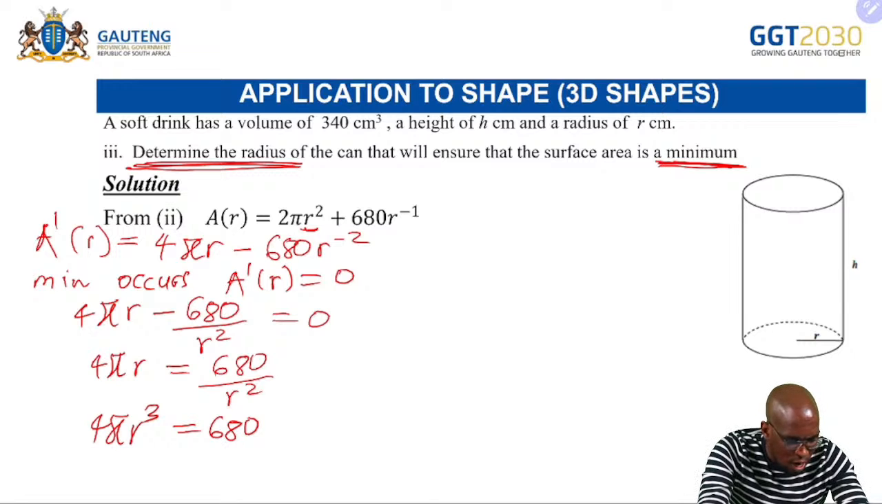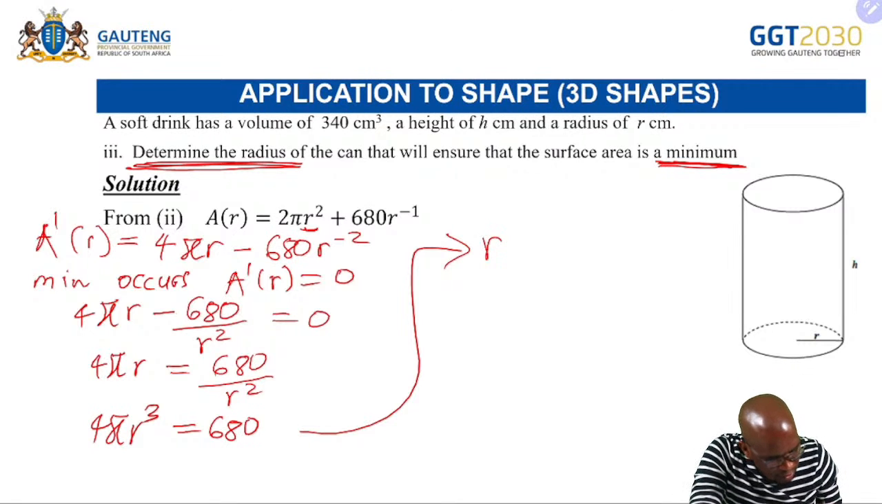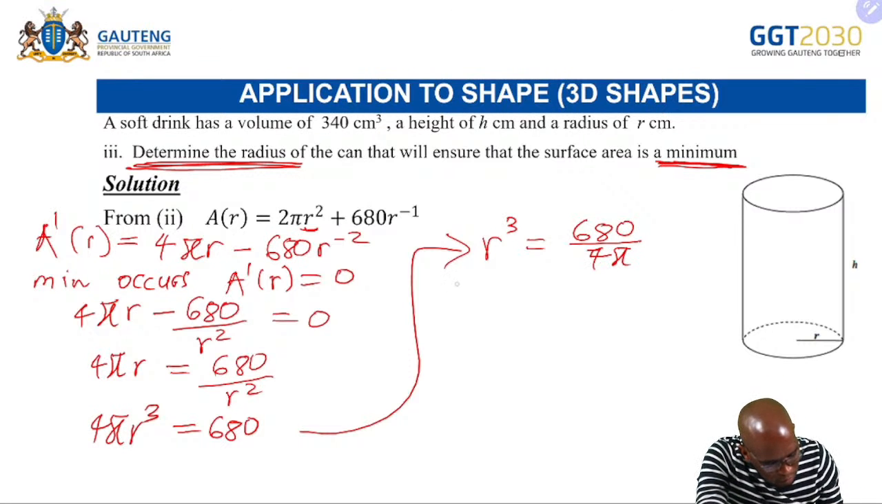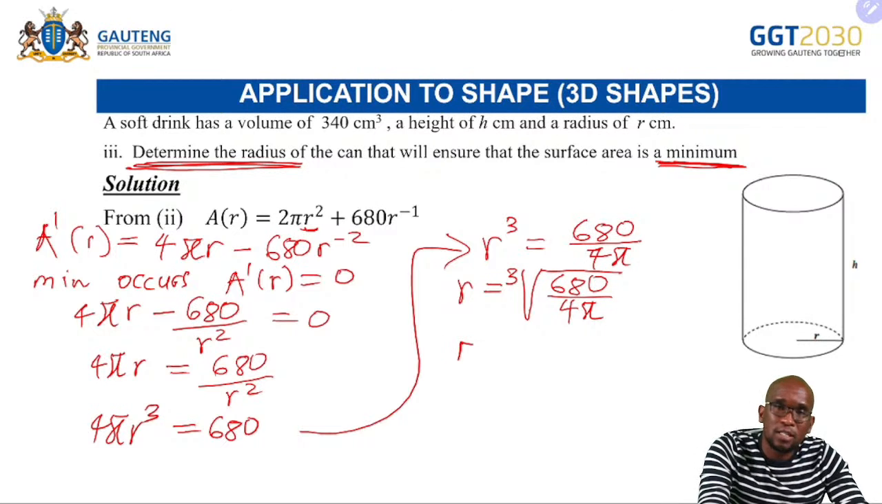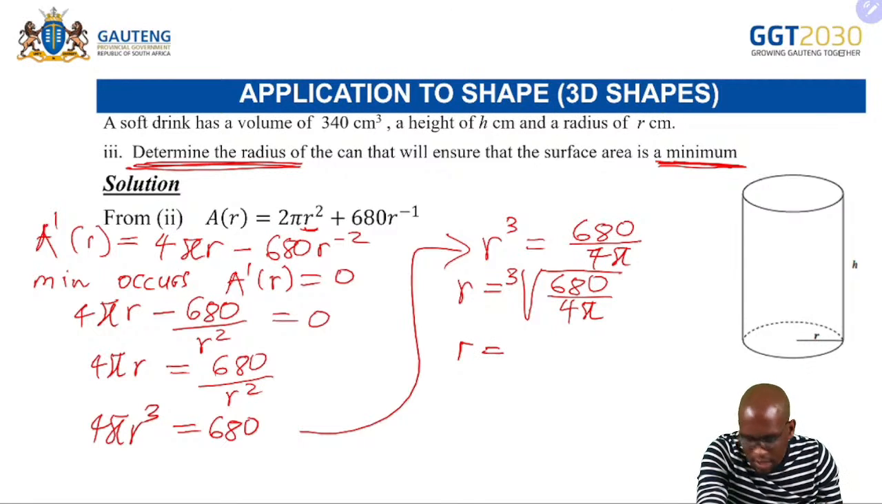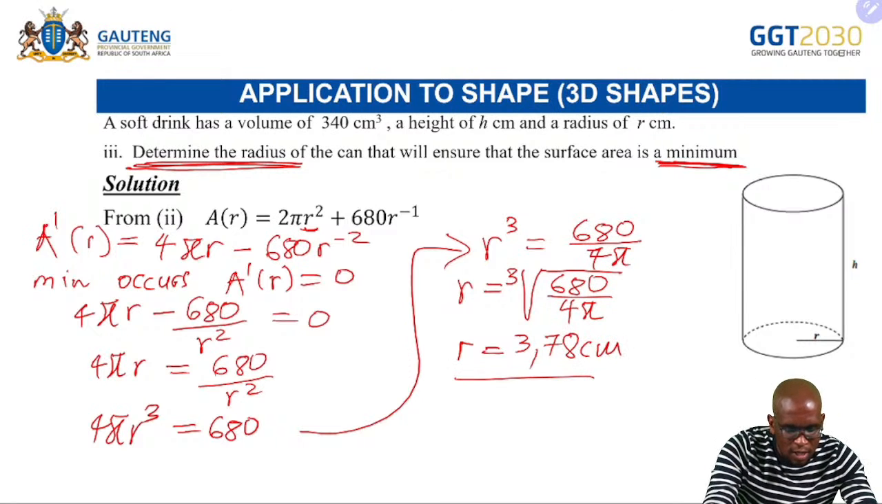We need to solve for r. Continue with it here. We need to solve for r, so we'll have that r cubed would be given by 680 divided by 4 pi, which means that r should take the cube root of 680 divided by 4 pi. That's what we have there. If you put this into your calculator to get the value of r, you'll get that the value of r simplifies to 3,78 centimeters. So you've worked out the value of r that would ensure that the surface area is a minimum. So we move on.